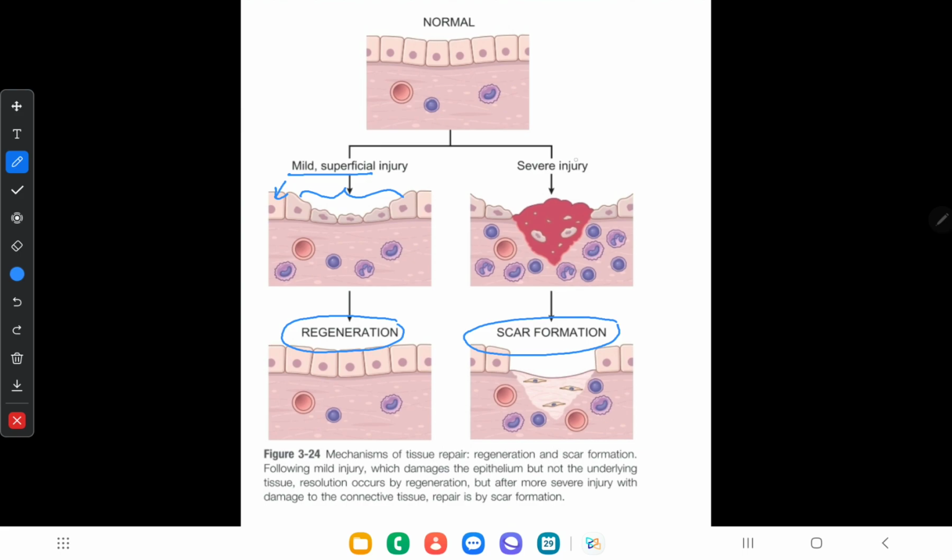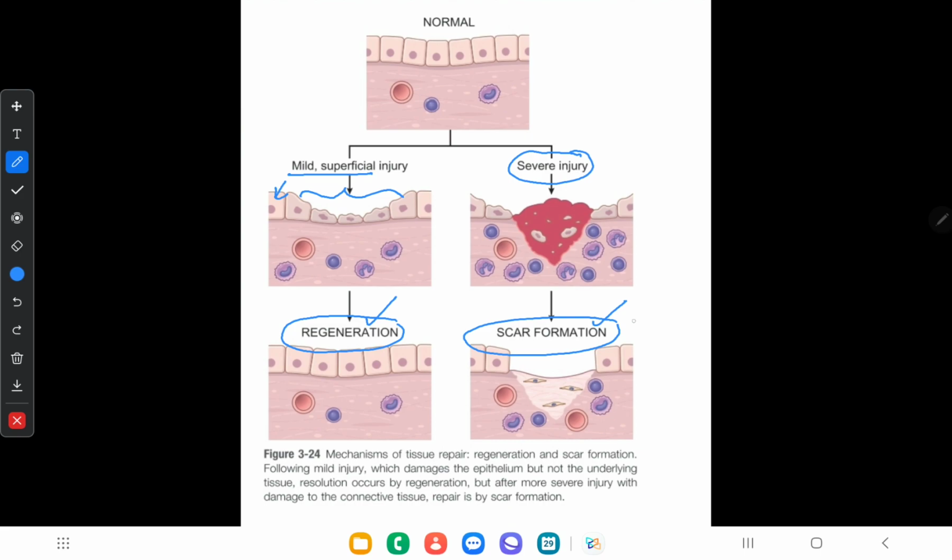Scar formation occurs in severe injury and in tissues with no capability of proliferation. Regeneration occurs in the tissues that have capability of proliferation. Scar formation occurs in the tissues with no capability of proliferation. In scar formation, there is deposition of connective tissue to form a scar. Examples for regeneration are rapidly dividing epithelia of the skin and intestine, as well as some parenchymal organs like the liver.